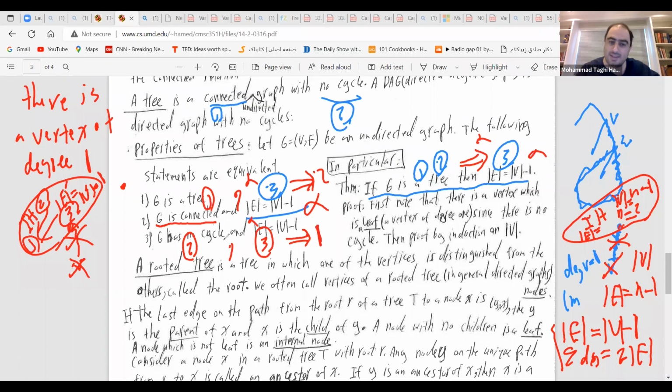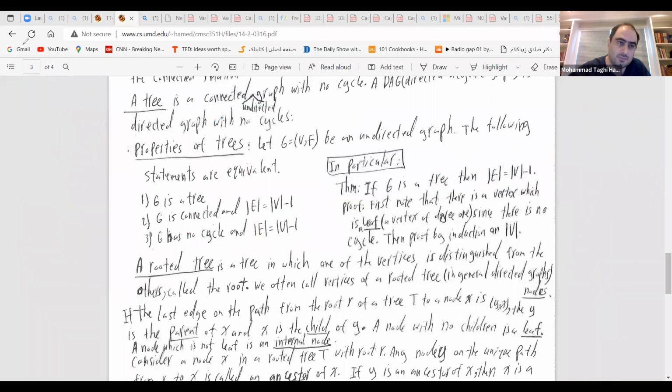Good. So that's the proof. The case of 0 is easy to handle if the degree of this vertex is 0. That's this one. So these are the main properties. So trees are very good, and these are very good data structures as well. That's the thing that we are using them a lot.